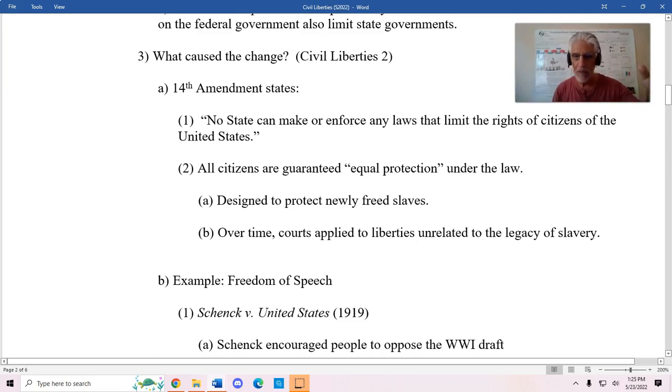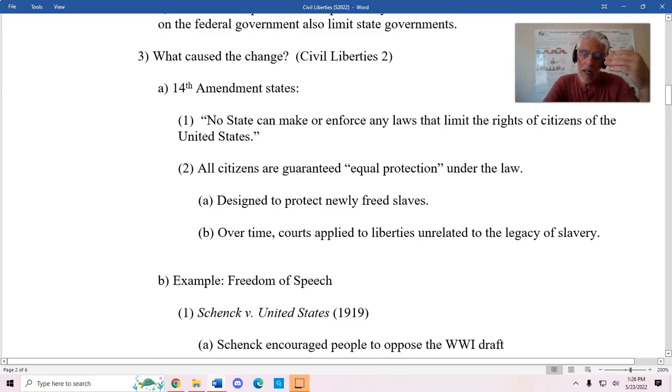The 13th Amendment abolished slavery. The 14th Amendment essentially protected newly freed slaves, and we'll get into that in a moment. And then the 15th Amendment, which extended the right to vote, or expanded the franchise to include black men, so freed slaves. But again, only men, not women.